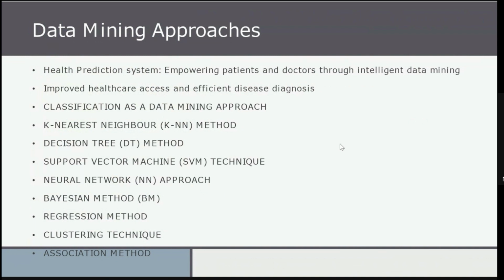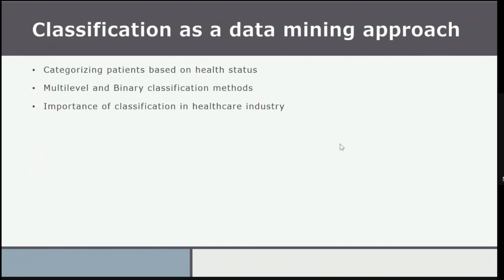And the support vector machine technique. A neural network is very popular. The Bayesian method is using probability. Regression method, as we all know in statistics, tries to regress the independent variable to find out what is there in the dependent variable. Then the clustering technique, and then the association method. So these are the approaches that we have.